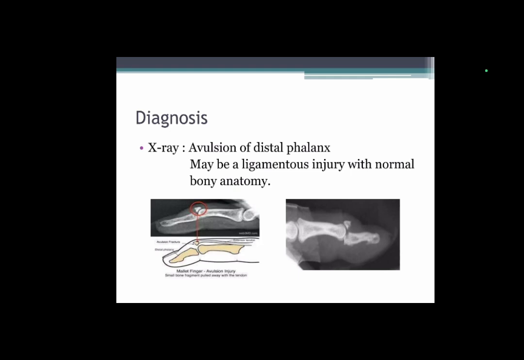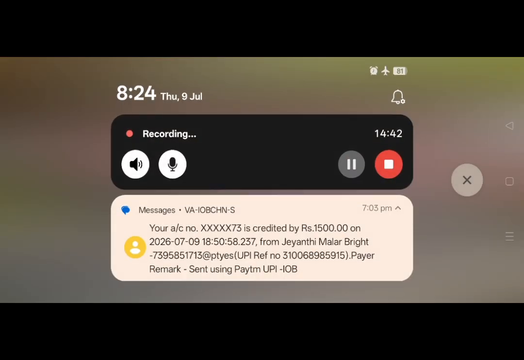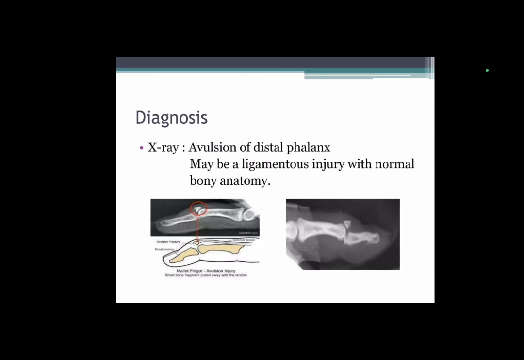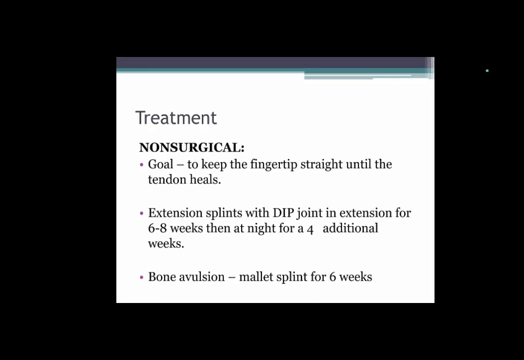Most cases of mallet finger can be treated successfully without surgery. The main treatment is continuous splinting of the distal interphalangeal joint in full extension or slight hyperextension for 6 to 8 weeks. It is very important that the fingertip remains extended throughout this period, as even a brief flexion can disrupt healing.